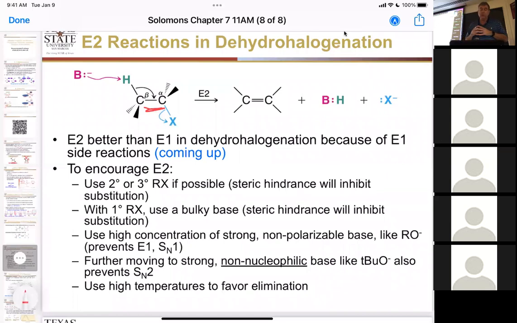We want to look for strong non-nucleophilic bases to prevent our SN2. If we use a strong base that can be nucleophilic, we might get some substitution products. If you run the reaction cold, you'll get substitution products. If you run the reaction hot, you'll get elimination products. So you might want to look for the temperature used when we see that. But tert-butoxide will always give elimination products in anything other than a methyl.